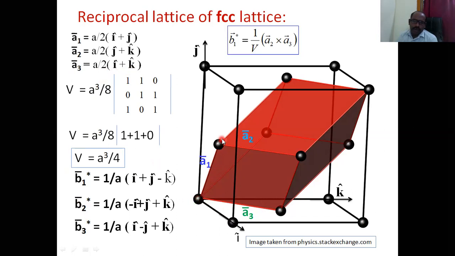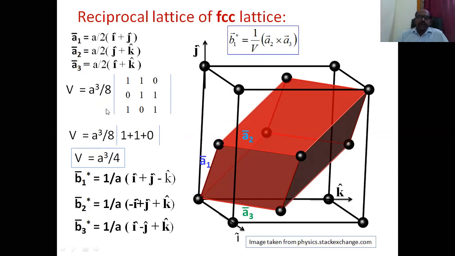Similarly, for this one, which plane is it? It is x and y, and this point is the face center of this face. Therefore, it is located in the xy plane, at half the distance from each axis. So its location is written as A1, in xy, therefore (i plus j) into a by 2.